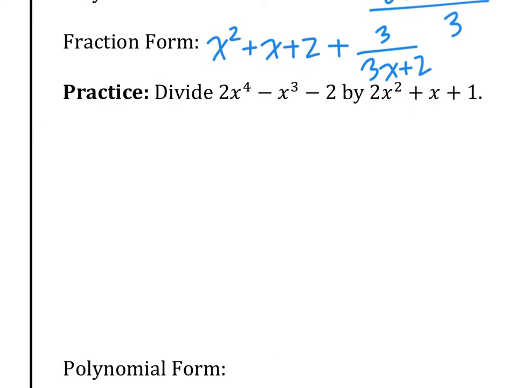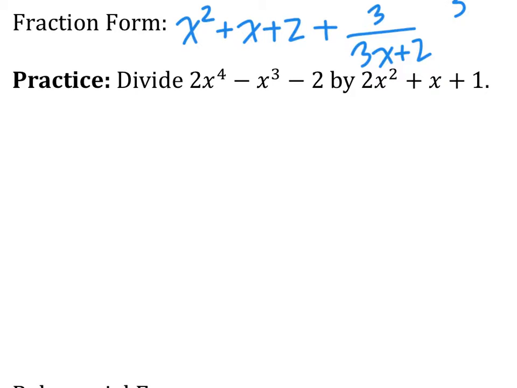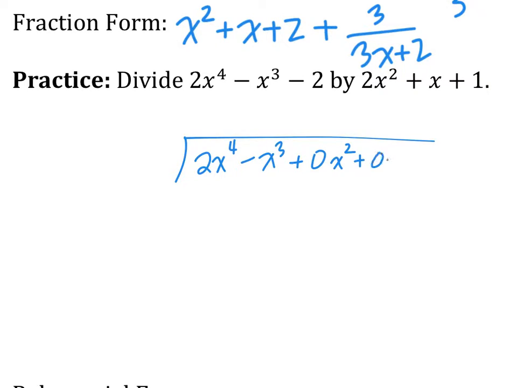Okay, next one. We're going to divide this by that. So let's write it out. 2x to the 4th minus x cubed minus 2. Those of you who remember this from last year, is this the right way to write it? No, what happened? Yes, because we are missing x squared and x, we got to put placeholders. So we have to put a plus 0x squared plus 0x and then a minus 2. If you don't do that, you're going to forget that you actually have some numbers that go into those terms.